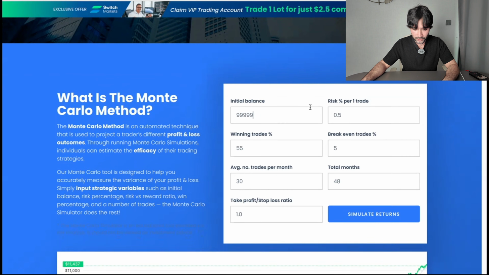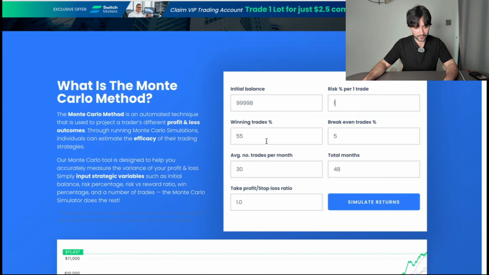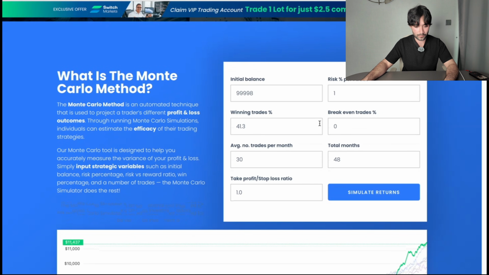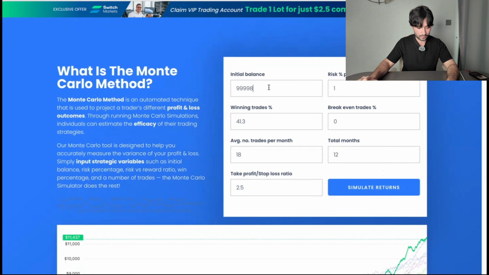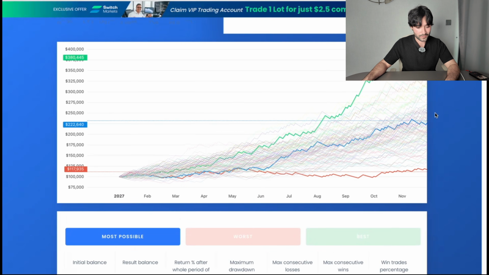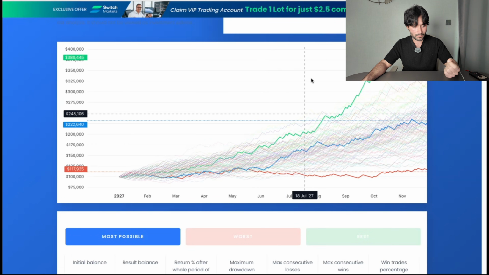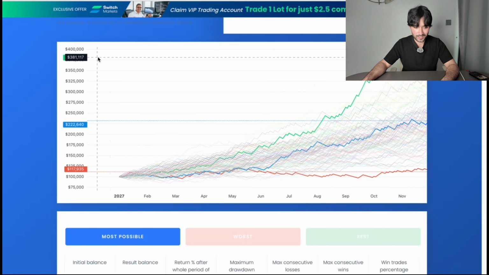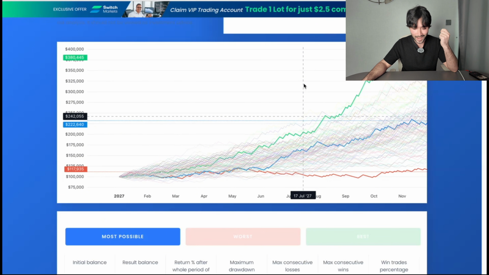So let's go ahead and start with the 100K account, 1% a trade, which is perfect for this system. We're going to have a 41.5% win rate with the 2.5R. There's no break-even rule as of right now, and it's about 18 trades a month. And let's just run the simulation for 1 year, 2.5R. I'll go ahead and run a simulation. All right, perfect. So as you guys can see, in this simulation that this Monte Carlo software ran, in the best case scenario, it had about a 3.8x return with only risking 1%, which is absolutely insane.